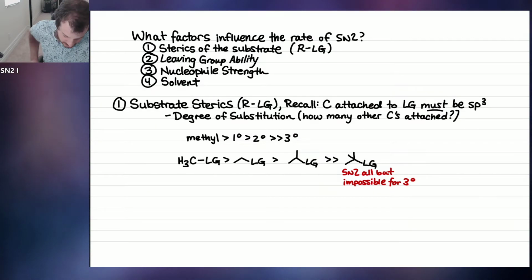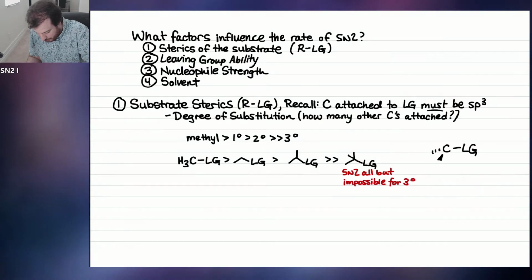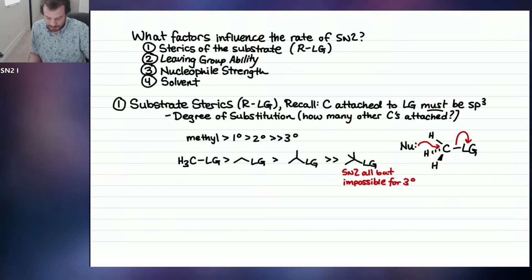And so why is this the case? Why is the rate better for methyl versus tertiary? Well, let's take a look at the mechanism again. If you have a carbon attached to a leaving group, and attached to that carbon you just have hydrogens, well, hydrogens are very small. Teeny tiny, itsy bitsy, eeny weeny baby-sized atoms. So when the nucleophile comes, there is no barrier to getting to the backside of that carbon and displacing the leaving group.